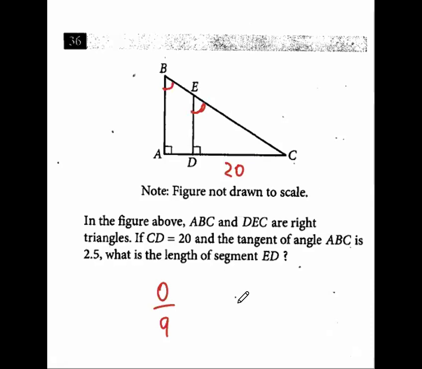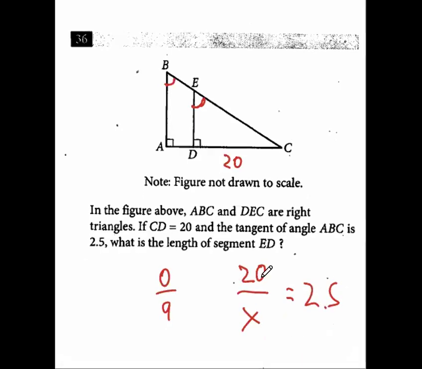So that would mean that opposite over adjacent, so 20 over segment ED, which I'm just going to call X, is equal to 2.5. We just have to solve for X, which would just be 20 over 2.5, which is equal to 8. So the correct answer is 8.